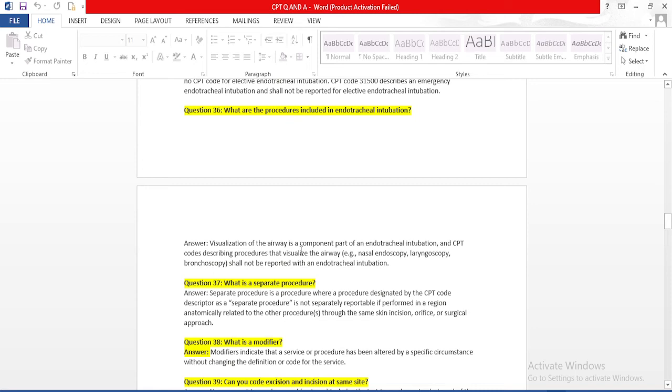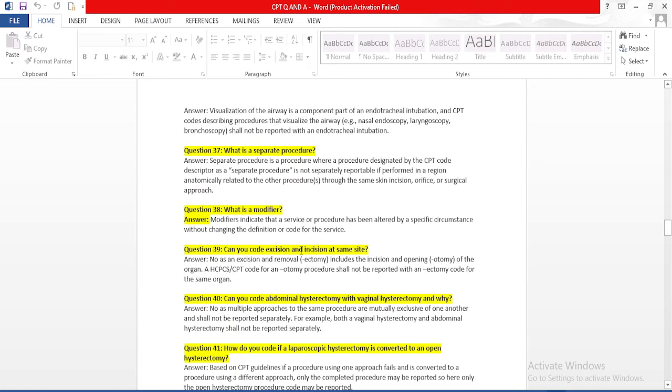Next one, what are the procedures included in endotracheal intubation? Usually, visualization of the airway is a component part of endotracheal intubation, and CPT codes describing procedures that visualize the airway shall not be reported with endotracheal intubation.